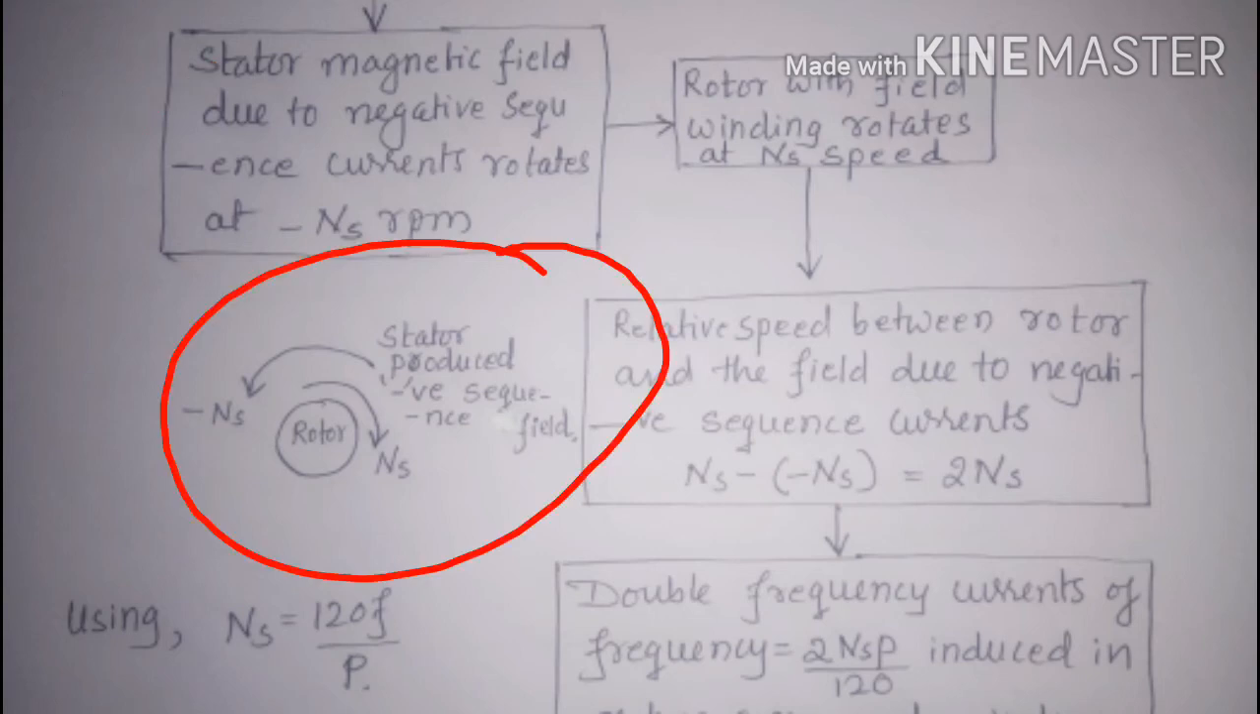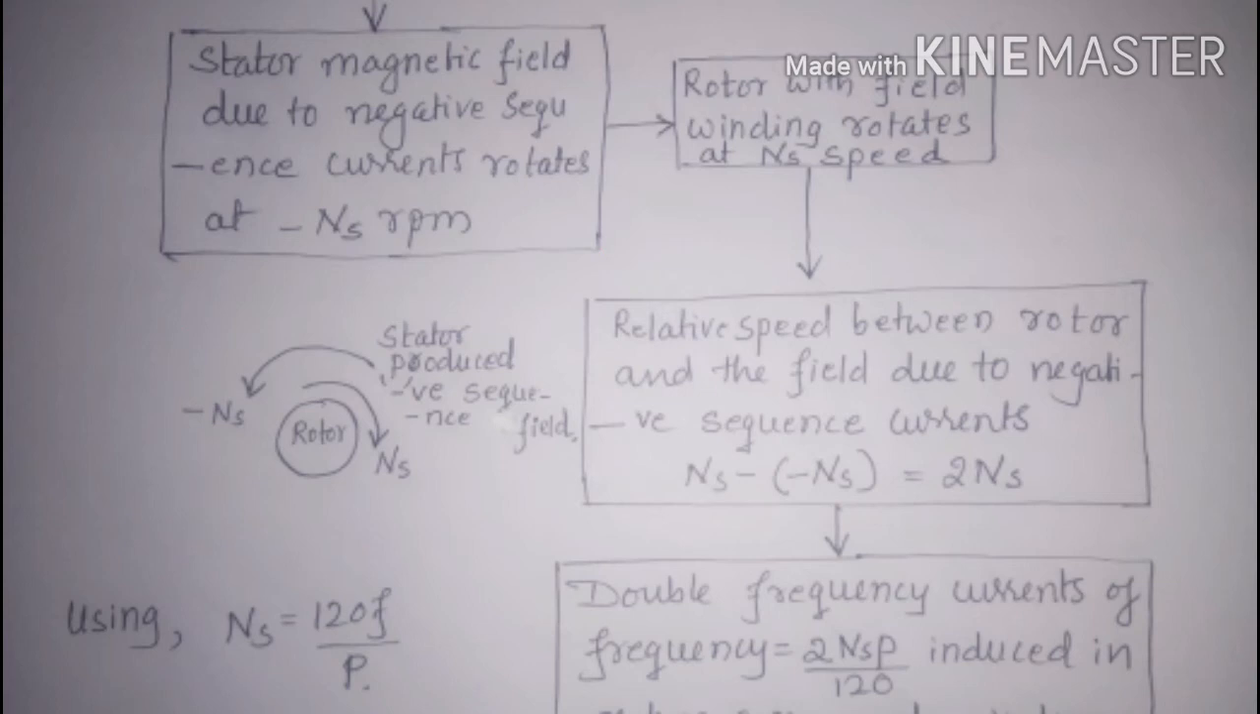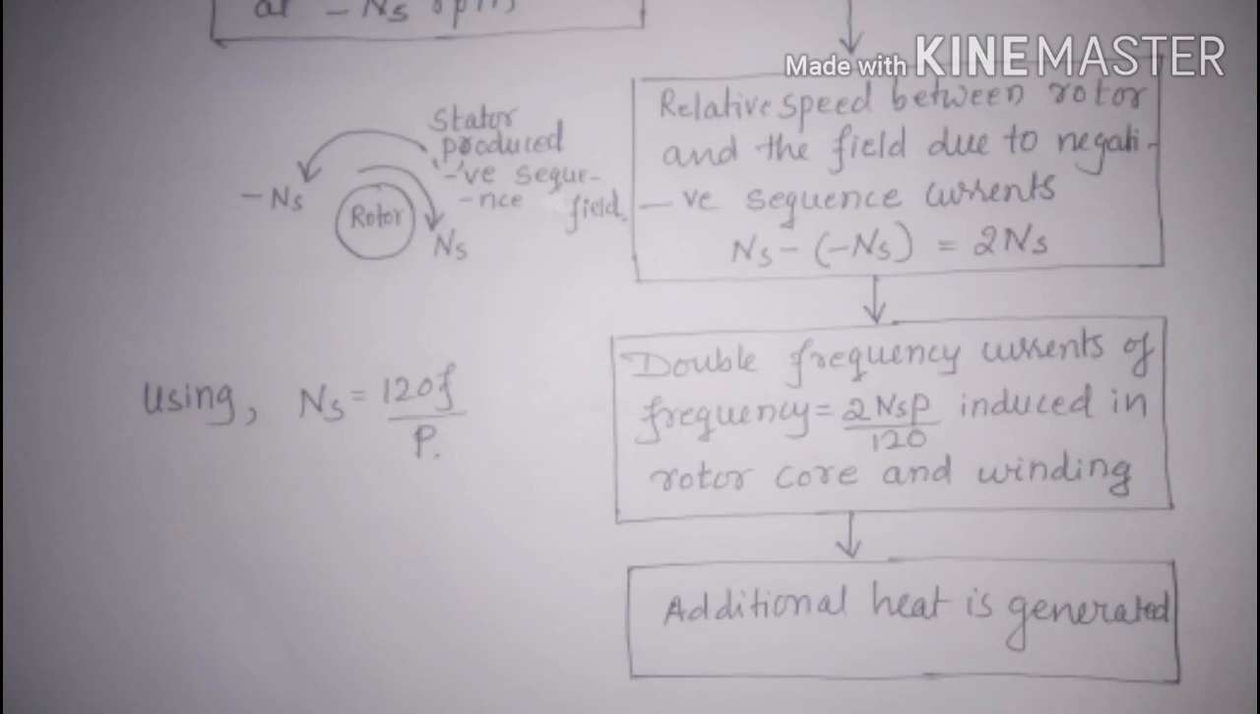Since the direction of rotation of rotor and the direction of rotation of negative sequence field are opposite to each other, the relative speed between them is 2 times the synchronous speed. Because of this relative speed, EMF gets induced in the field winding placed on rotor. The frequency of EMF so induced in the rotor winding, that is excitation winding, is 2 times the frequency of stator EMF.